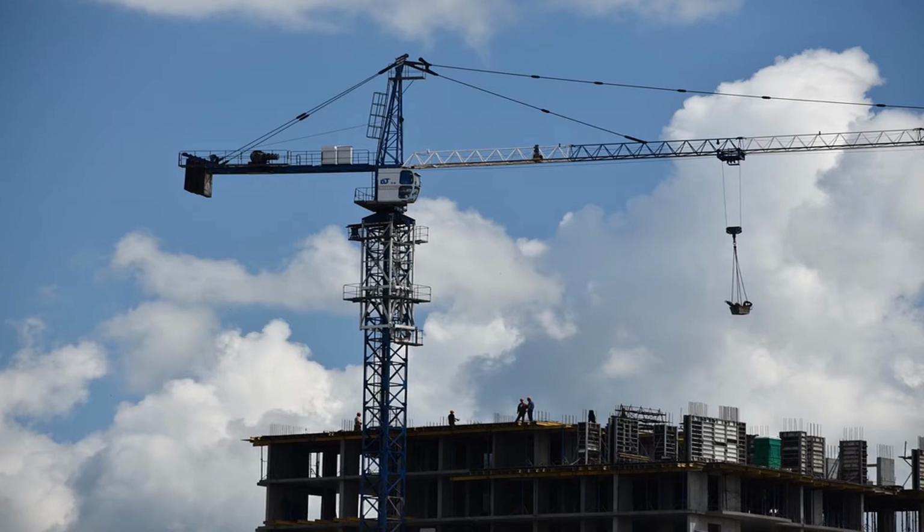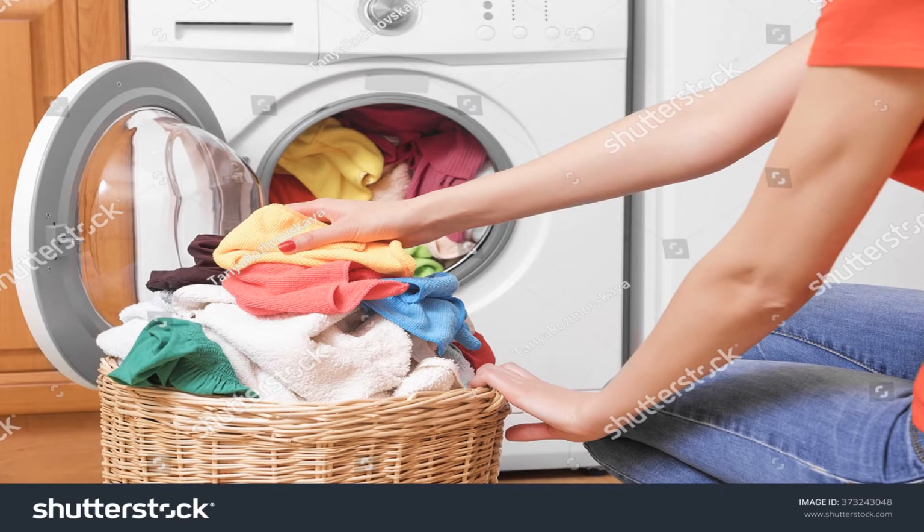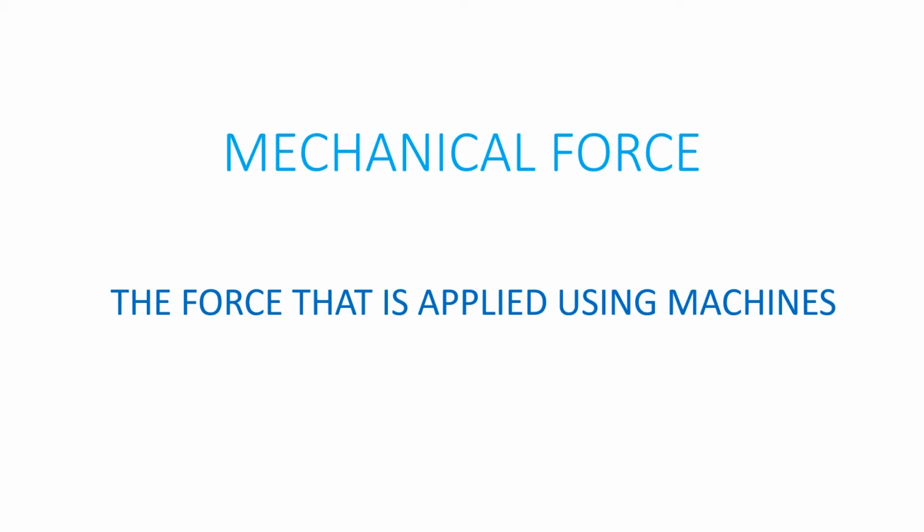See the crane which is used to lift different objects. Here, a machine is used to do the work. Look at the washing machine. The machine does the work of washing the clothes. The force that is applied using a machine is called mechanical force. This is also a contact force, since the machines are in touch with objects.